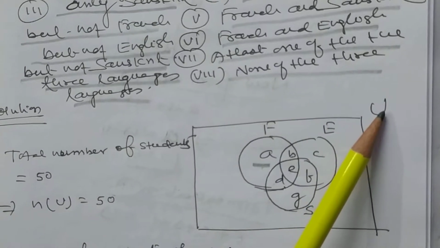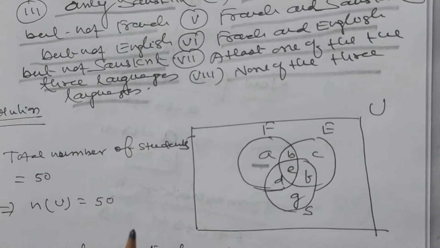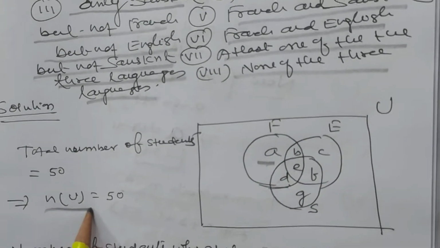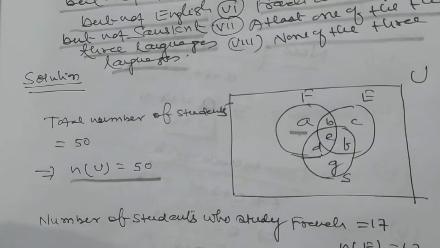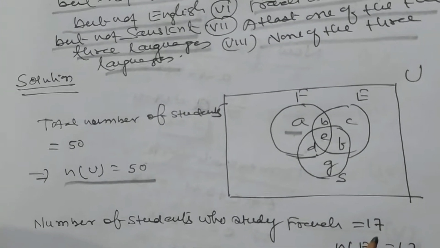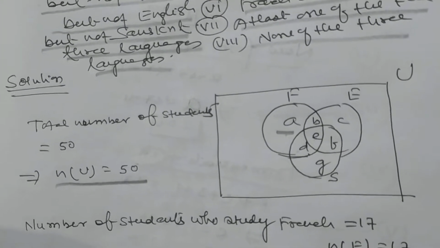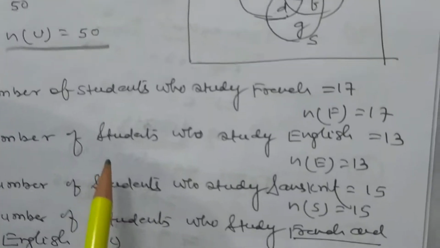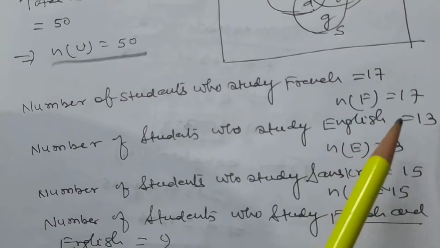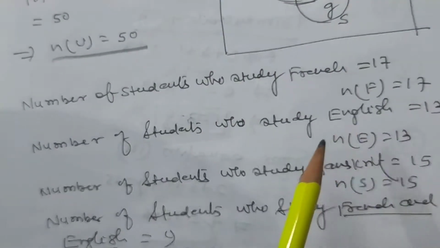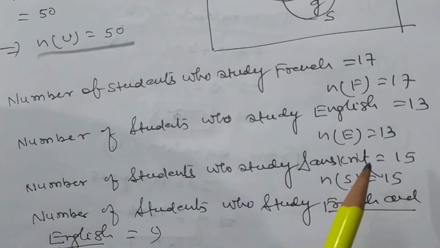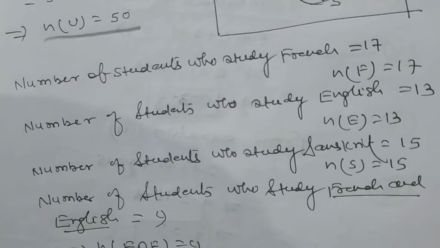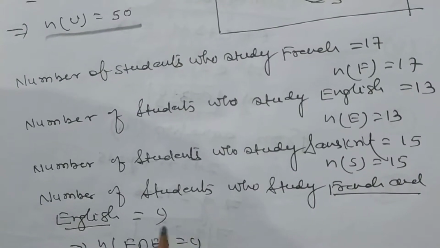Now U represents the universal set, so the cardinal number of U is equal to 50. Number of students who study French is equal to 17, so the cardinal number of F is equal to 17. Number of students who study English is 13, so the cardinal number of E is equal to 13. Number of students who study Sanskrit, so the cardinal number of S is equal to 15.